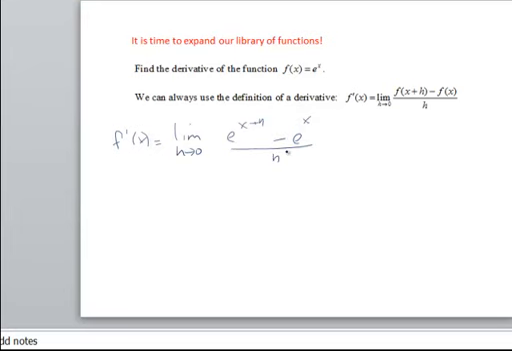Now the first thing I try to do is substitute in a 0 for my h's, but then I get e to the x minus e to the x, which is 0, so I get 0 over 0, which is the indeterminate form. So I have to be able to manipulate this in some way.